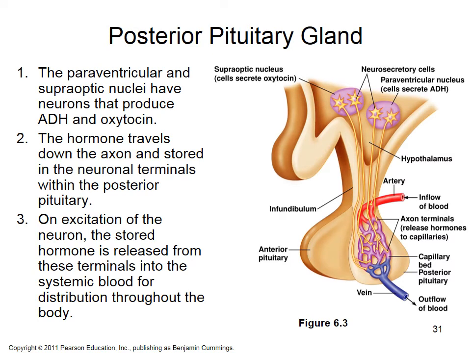So the posterior pituitary releases those two hormones, antidiuretic hormone and oxytocin, but the hypothalamus makes them. Your hypothalamus has neurosecretory cells. The cell bodies are in the supraoptic nucleus for the cells that secrete oxytocin, and in the paraventricular nucleus for the cells that secrete antidiuretic hormone. When you get dehydrated, these neurons fire action potentials, causing exocytosis of antidiuretic hormone into the bloodstream. So the hypothalamus is directly connected to the posterior pituitary neurally. Everyone fine with the posterior pituitary gland?